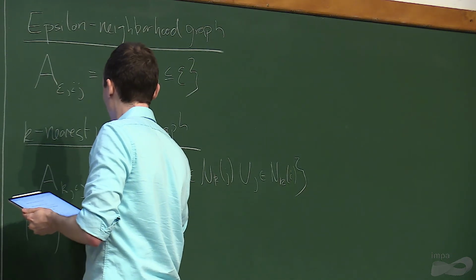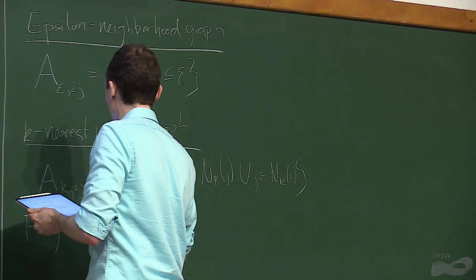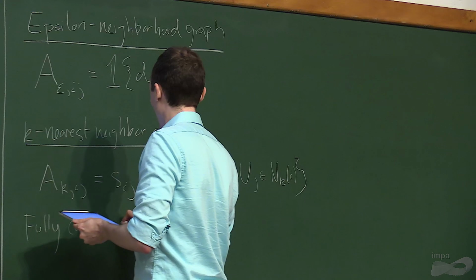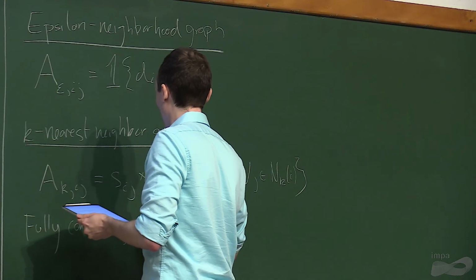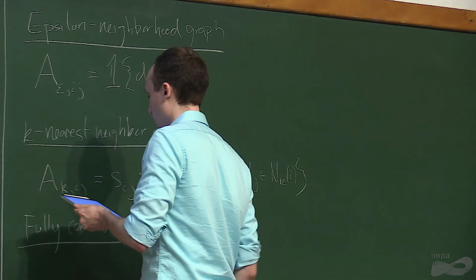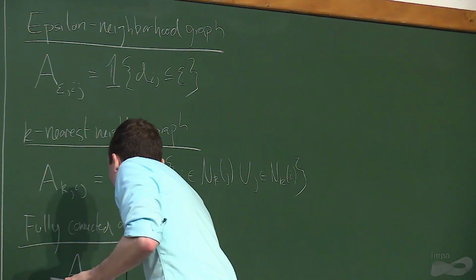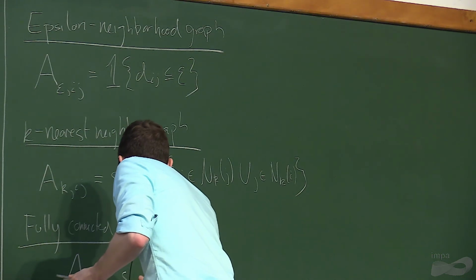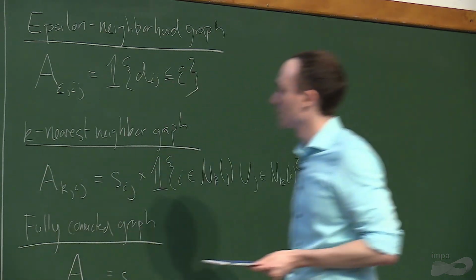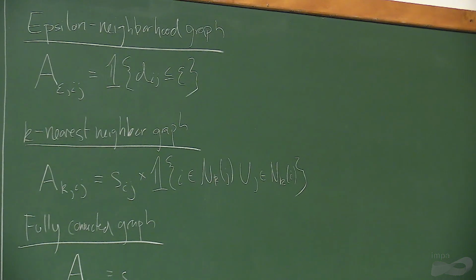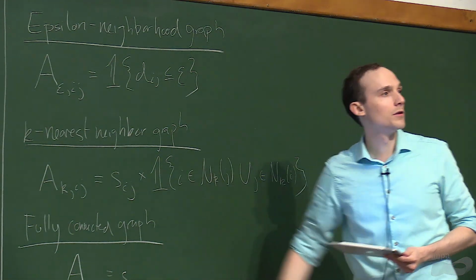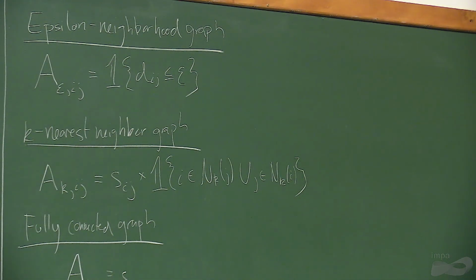And of course, there's the fully connected graph, symmetric weighted, and that's just the setting where we take the elements of our adjacency or connectivity to just be the similarity for the two data points that we started with.